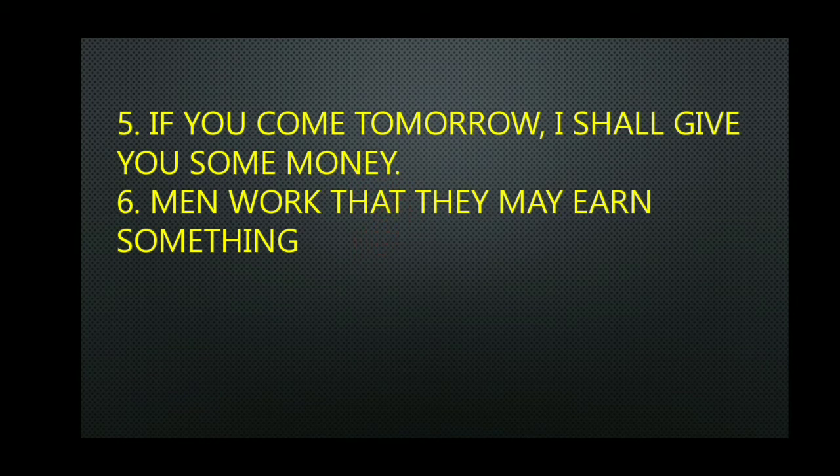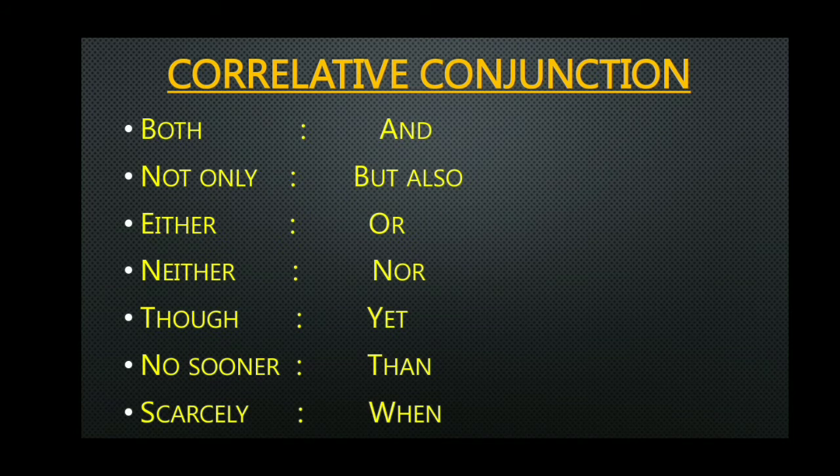And next is correlative conjunctions. Correlative conjunctions are those conjunctions which join the sentence in couples of conjunctions. So here is some of the list of the couples of conjunctions. First, both and. So how to use correlative conjunctions in a sentence? Now we look at both and. Its example is, he is both dull and idle.